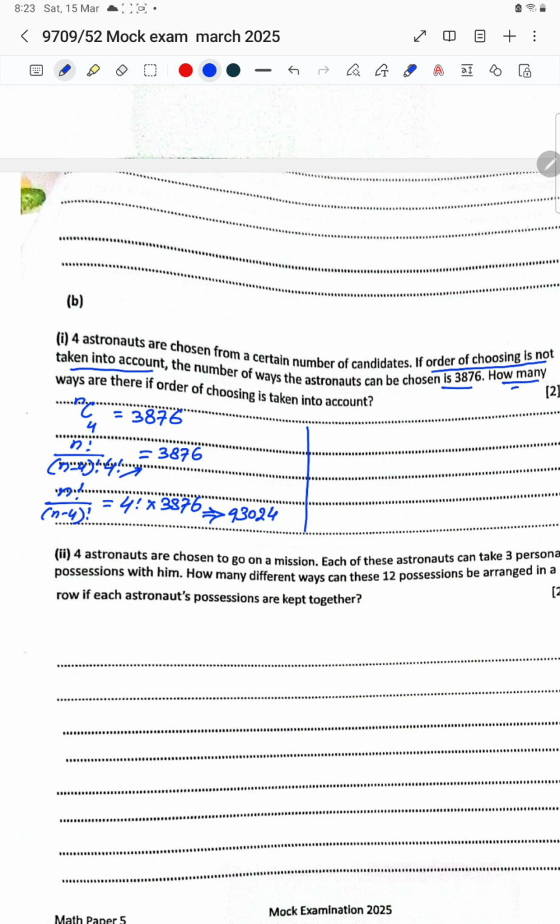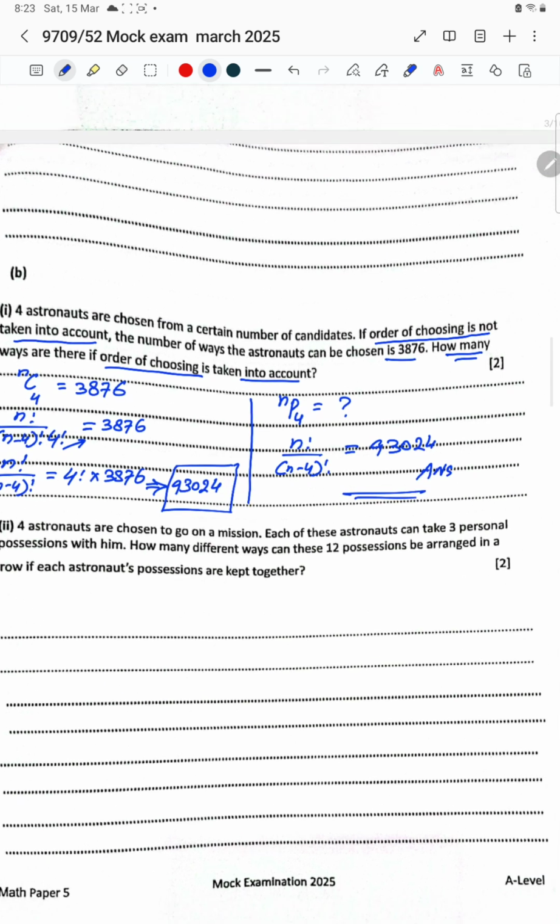It said how many ways are there if order of choosing is taken into account. Now, how many ways? It means order is taken, so nP4 we have to find. So let's see, nP4 comes to be n factorial divided by n minus 4 factorial. That comes to be the same, this one, 93024. That's the answer. I hope it is clear. Simple question, 2 marks question.